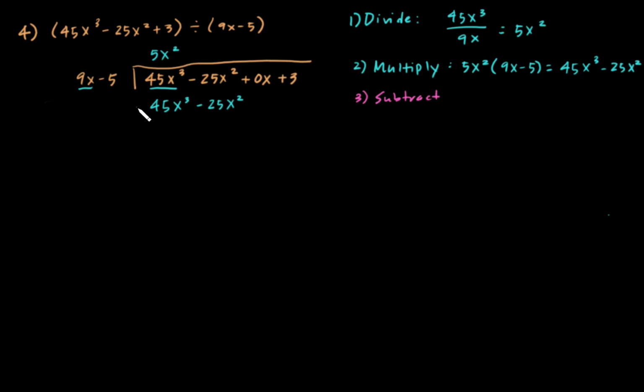And when you subtract this, remember this negative distributes into both of the terms. We'll rewrite that as a 45x cubed minus 25x squared. And so that becomes a negative 45x cubed and a positive 25x squared. When I subtract, look what I get. I get a 0. I get a 0 for both. I still have to bring down, okay? So I'm going to bring down this plus 0x and then bring it on down.